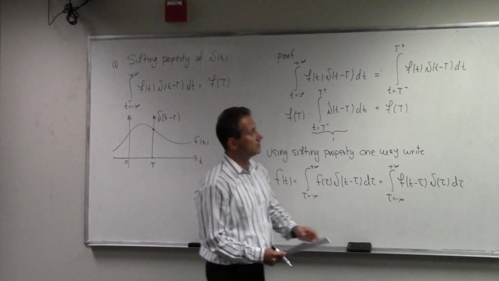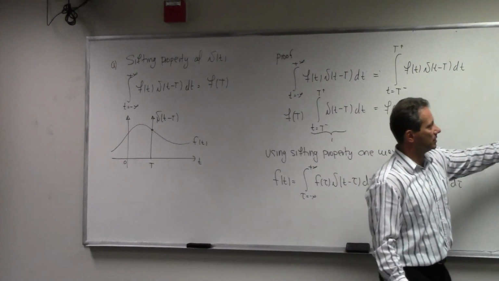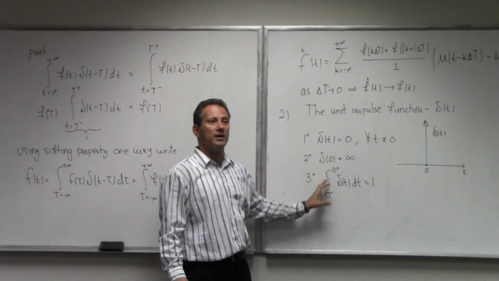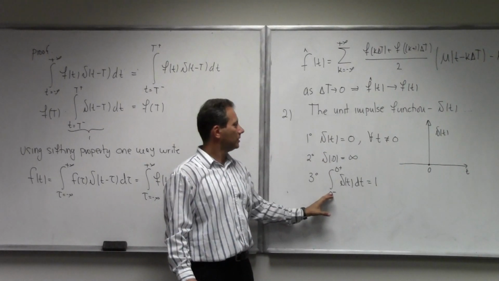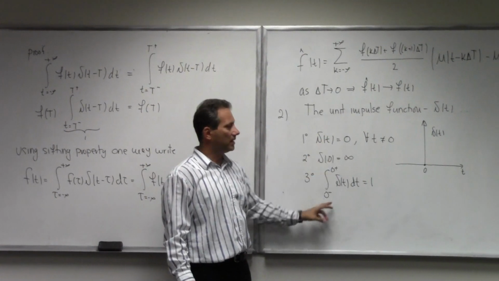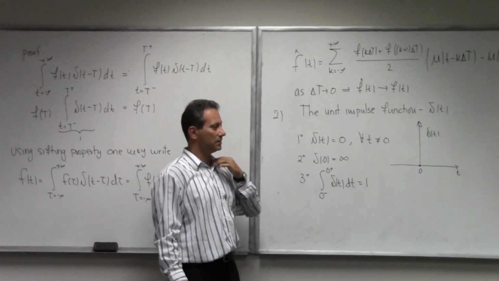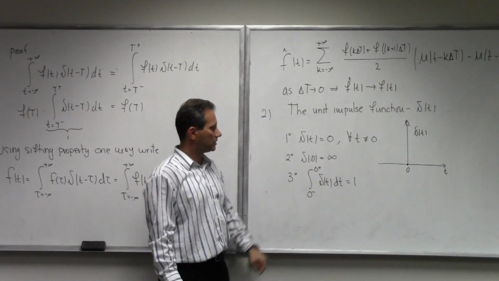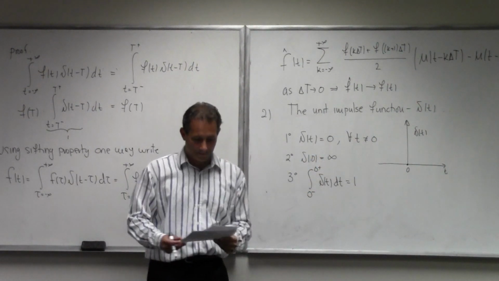So that's the second function that is of high importance to us, delta function. Remember this definition. All three parts are important. You cannot just drop any one of them and get consistent results. It is 0 everywhere except 0. It's infinite at 0. And its area under the curve is equal to 1.